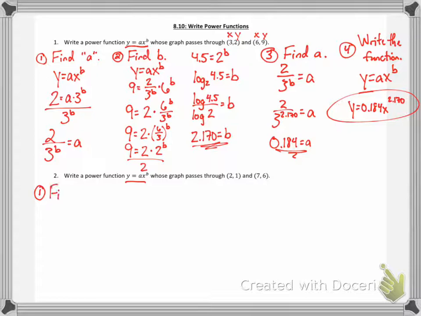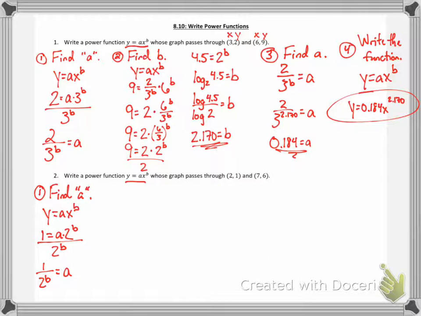So again, step 1, we're going to find the a value, we're going to get a by itself. And again, we're going to use the first point to do that. So here's my function. I'm going to plug the 1 in for y and the 2 in for x. To get that a value by itself, we divide away the 2 to the b power, because again, it's being multiplied to the a. So I would have an expression of 1 over 2 to the b power equals a. That'll help us for steps 2 and 3 as we move forward.